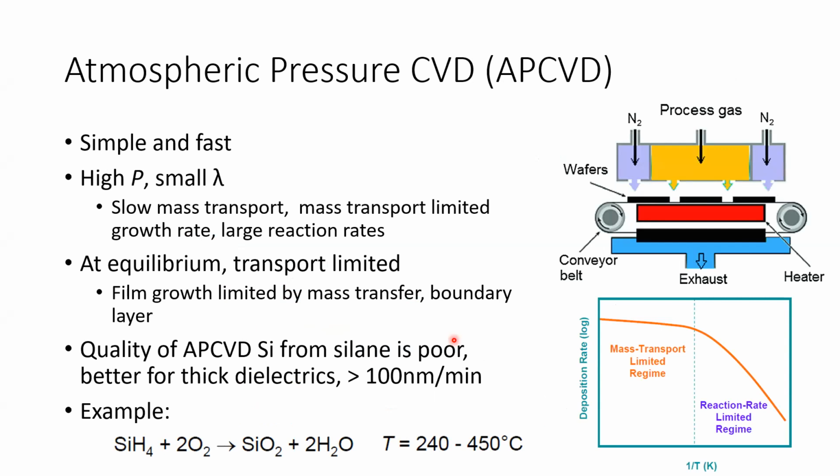So in early days, this is what they used. The pressure is high, and we know for high pressure, lambda, the average propagation length, is very small because of the high pressure. And the mass transport is slow. So this is a mass transport limited process. You can see here, mass transport limited process.